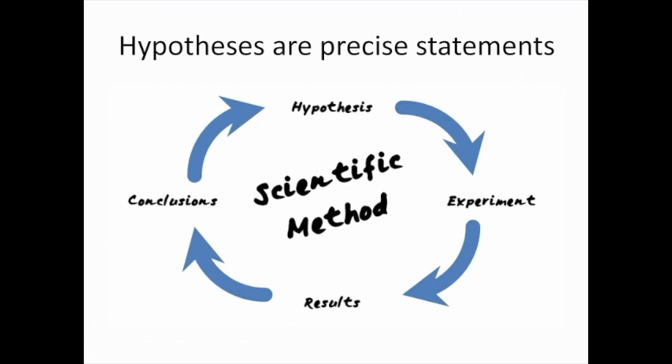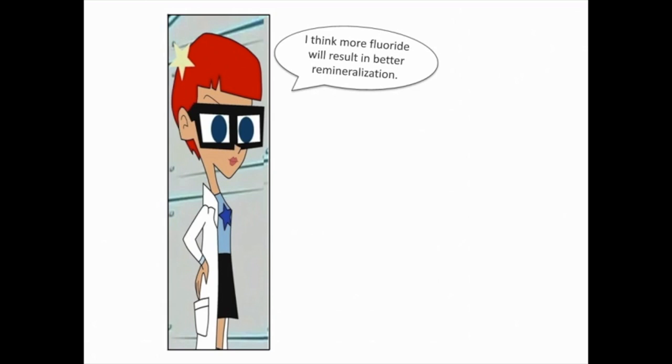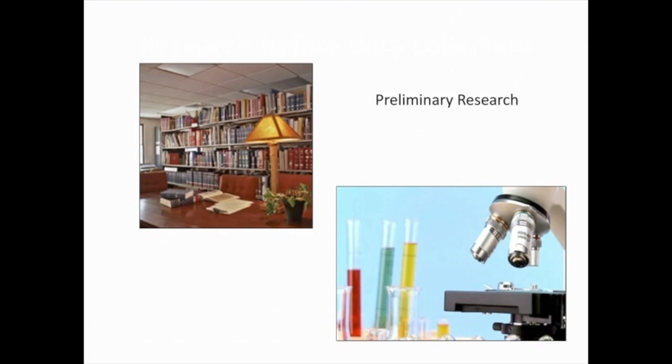A scientific hypothesis is a precise, testable proposition about an area of study. It is a critical component of the scientific method, the systematic search for knowledge through observation. For example, suppose that a dental researcher believes that a toothpaste with higher fluoride concentration will result in better remineralization of root caries than one with a lower fluoride concentration. How does she examine this question scientifically? She would have done preliminary research in this area before getting to the point of doing a study, including reading the literature and possibly doing a bench test or pilot study.